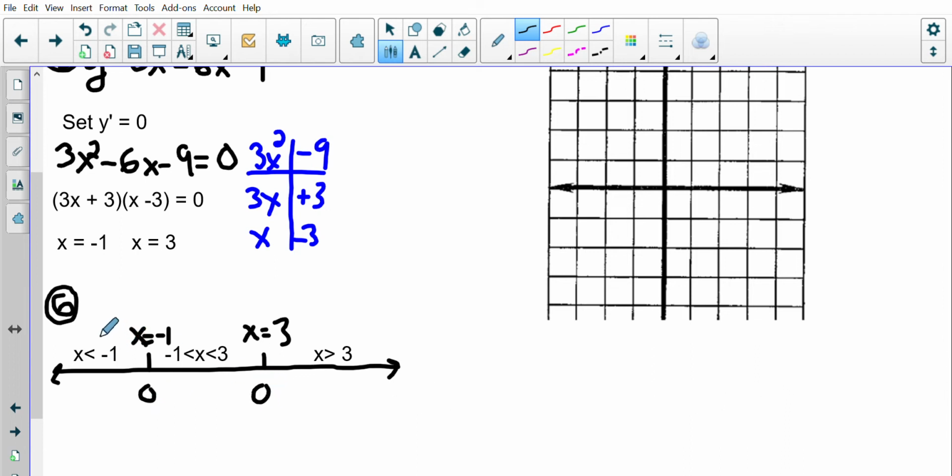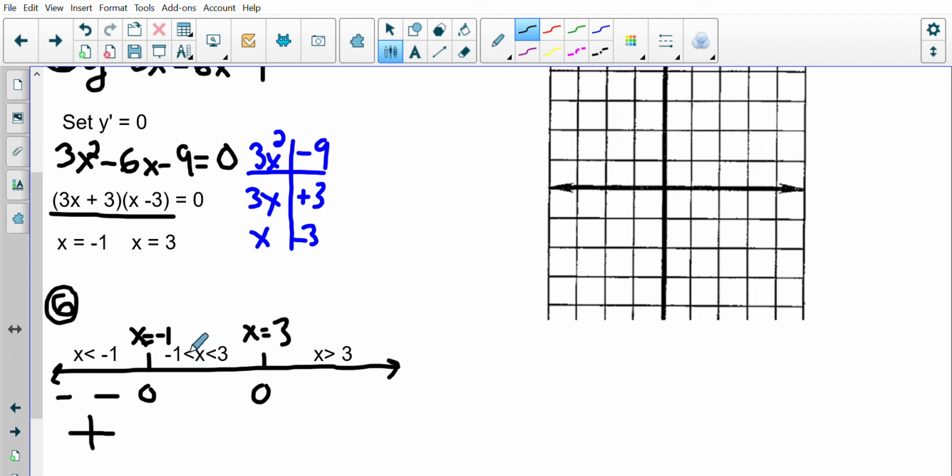Now, I'm going to plug a number less than negative 1 into our derivative here. I'm going to try negative 2. I like using the factored form. It makes it easier for me. So negative 2 in here, 3 times negative 2 is negative 6, so that spot would be negative. Negative 2 here would be negative. So negative times a negative is positive on this interval, so our function is increasing on that spot.